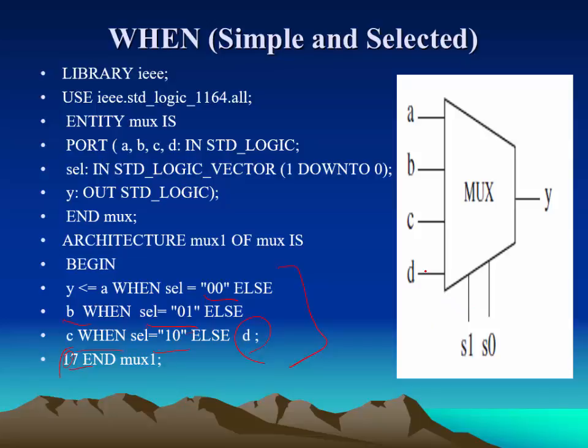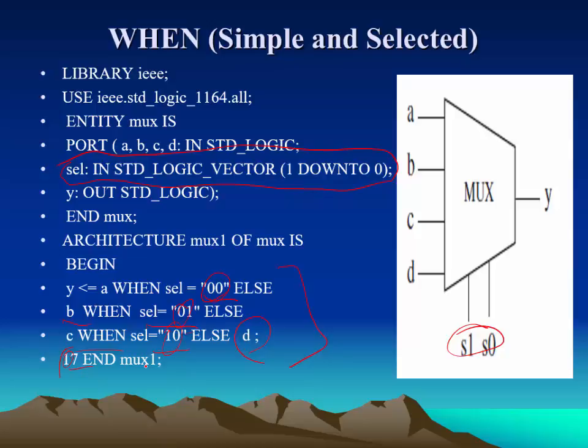Now, let me point out a couple other things. Here's our select line right here. Notice that I tell it that it's a standard logic vector, 1 down to 0. Down to 0 means that its most significant bit is 1, and the least significant bit is 0, and those are labeled here as S1, S0. Therefore, I can use that as a vector right there.